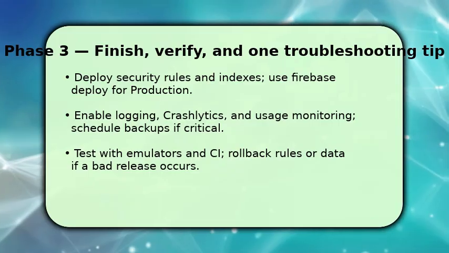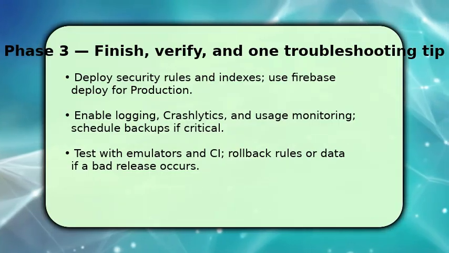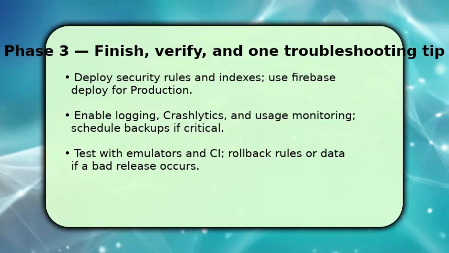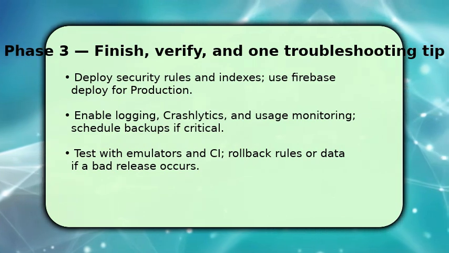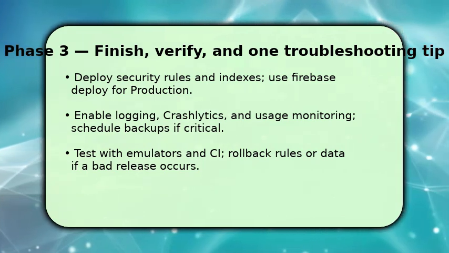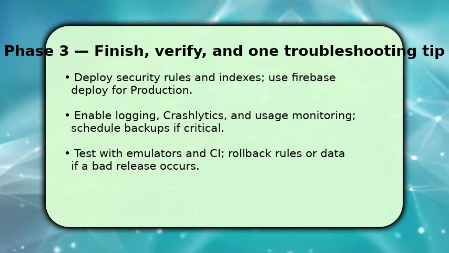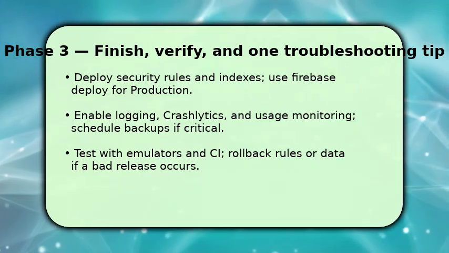If something goes wrong, check rules and the emulator first. Common fixes include updating rules, reindexing, or reverting a bad security rule. This single step often resolves permission-related failures.